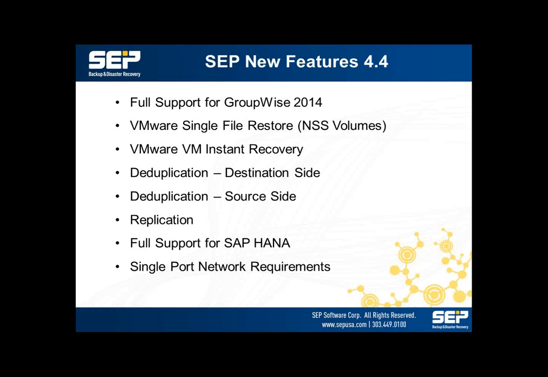Some new updates to the deduplication. We currently have destination side deduplication, and in the next minor release of 4.4, we will have source side deduplication as well, and also replication. And 4.4 that's released right now has full support for SAP HANA, like I mentioned, and also single port network requirements for 4.4 as well. So very cool new features.